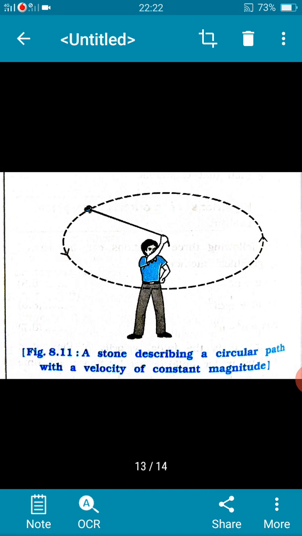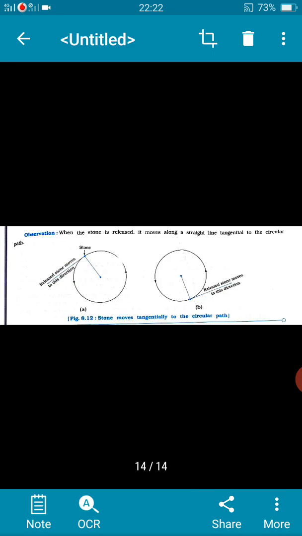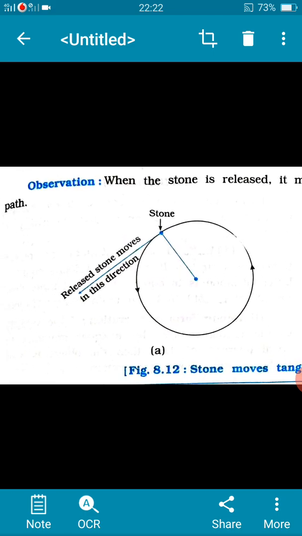And another one, a stone. See that picture here? When you rotate a stone with the help of a string, it is an example of uniform circular motion. A stone which is describing a circular path with a velocity of constant magnitude. Magnitude of velocity means it's the speed. So with constant speed.